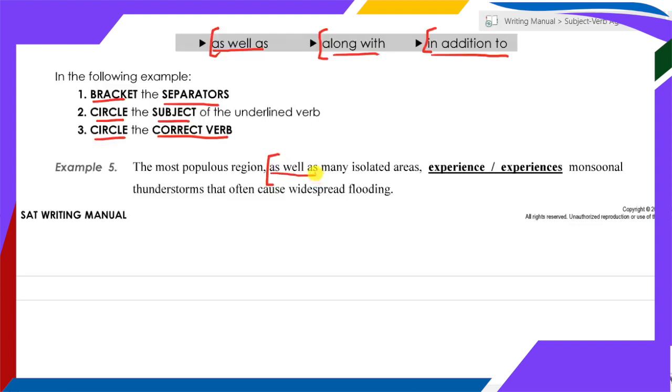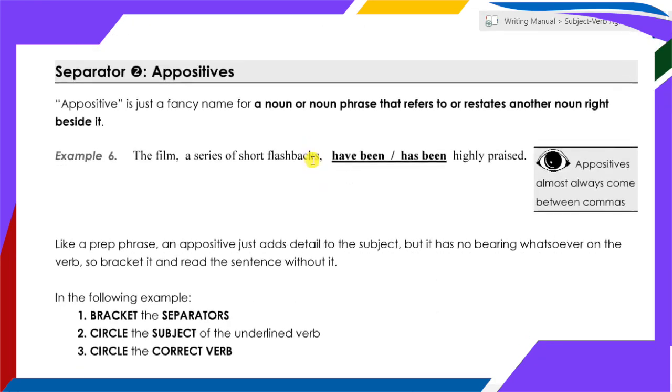We can start our bracket there. We can end the bracket after isolated areas, which would be the object of that preposition. We read the sentence again: the most populous region, so there's our subject. The region experiences monsoonal thunderstorms. So we have a singular subject. We need the singular verb. Do remember one more time that in English our singular verbs have S's on them, so that's why we need the region experiences. That was example 5. So that's your prepositional phrase separator.